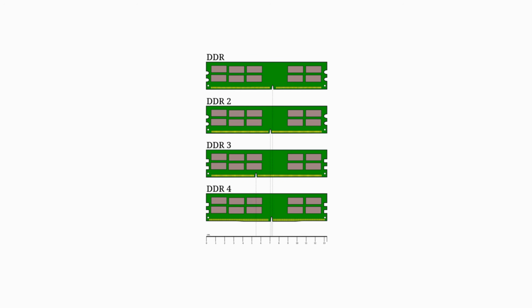So there you have it. The complete journey from DDR1 to DDR5. Each generation brought lower power consumption, higher speeds, and improved efficiency. From the groundbreaking 200 MHz of DDR1 to the blazing fast 6400 MHz and beyond of DDR5, RAM technology has come incredibly far.